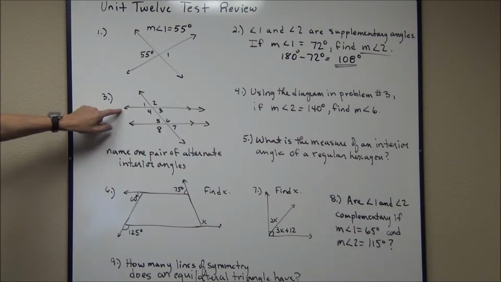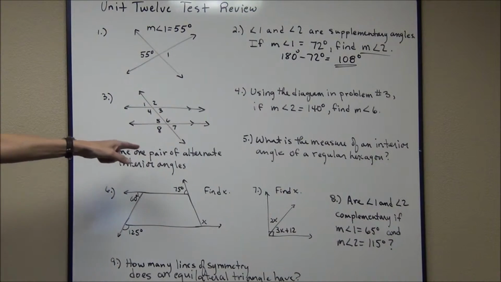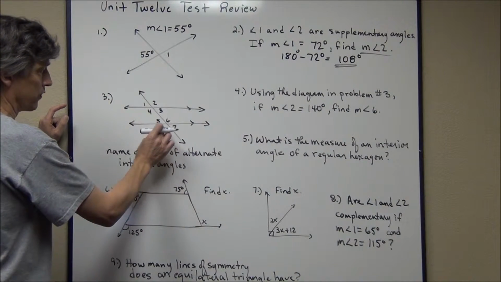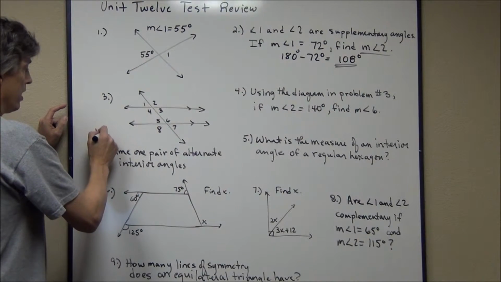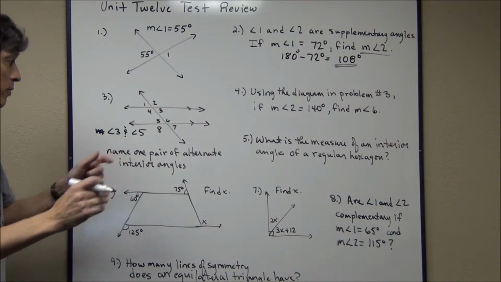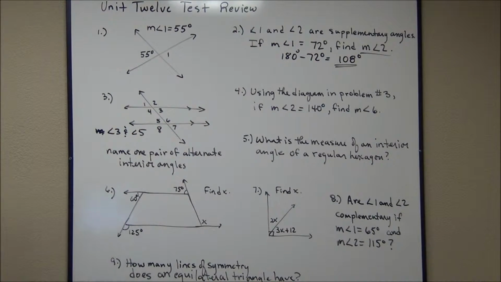Alright, now here I have a pair of parallel lines. You can tell they're parallel, cut by a transversal. Name one pair of alternate interior angles. Inside, on different sides of the transversal, I'm looking at 3 and 5. I'm going to say angle 3 and angle 5. That would be a good answer, as is angles 4 and 6. Those are alternate interior angles also. So either one of those.